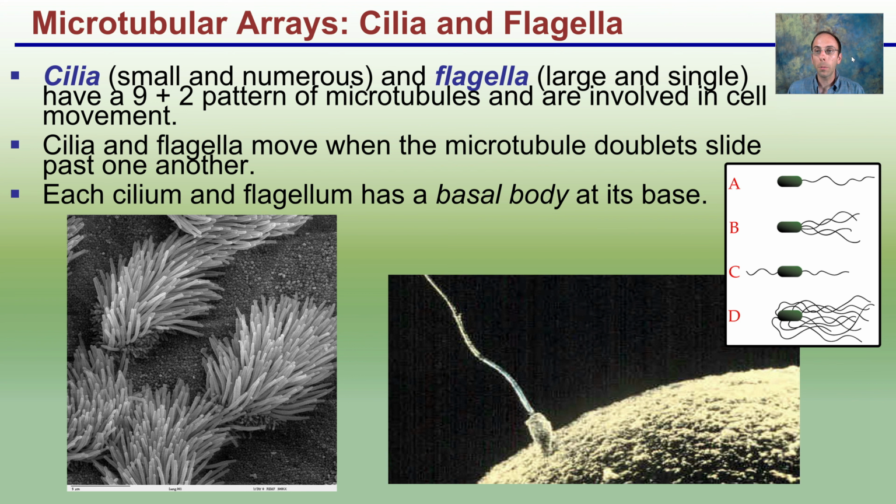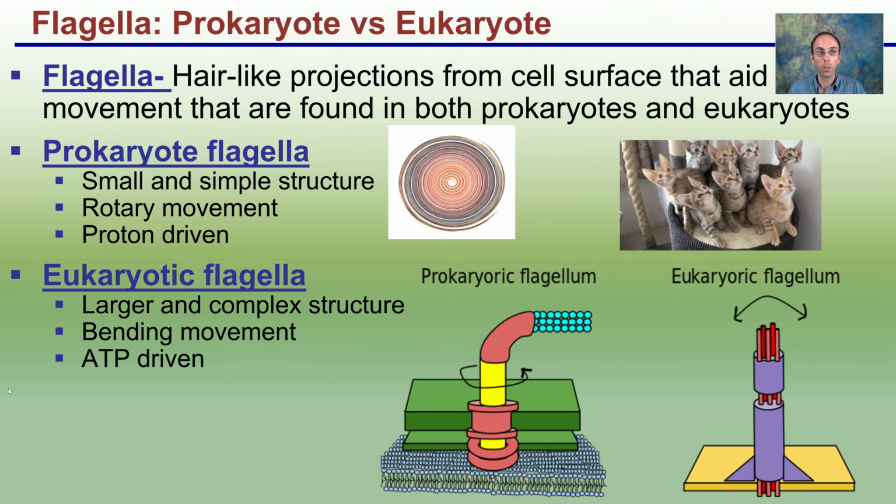Getting into a little more detail, cilia are small and numerous, while flagella tend to be large and single. We see the flagellum here on a sperm cell, and we have the cilia on the surface, looking like tiny hairs or appendages. Cilia and flagella both help move when the microtubule doublets slide past one another. Each cilium or flagellum has a basal body at its base, which acts as an anchoring point to help that cell move.